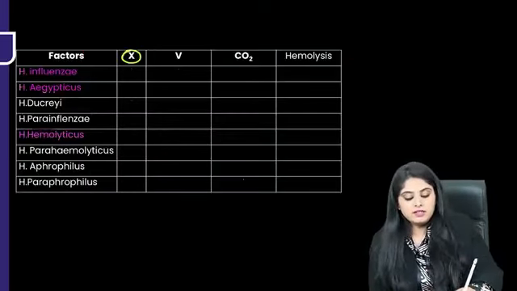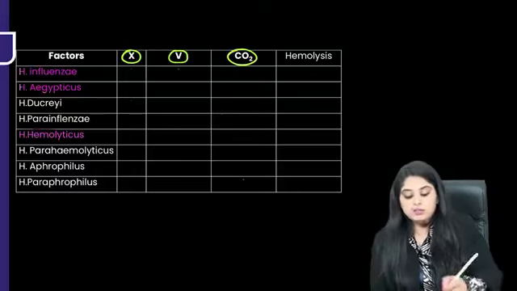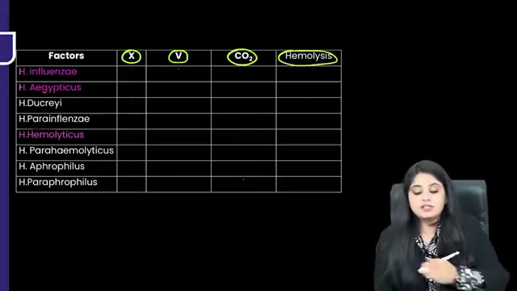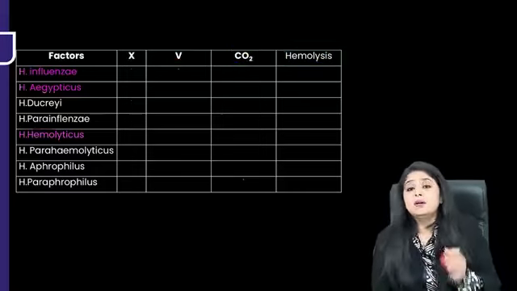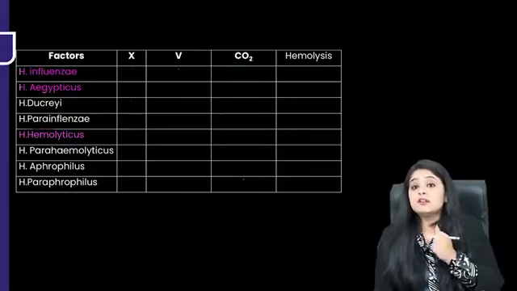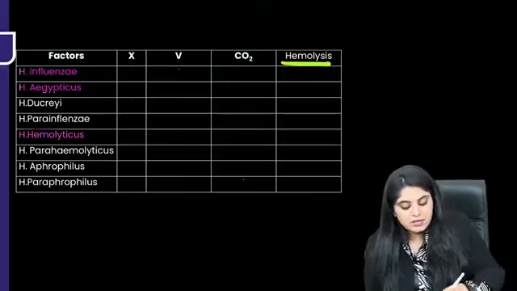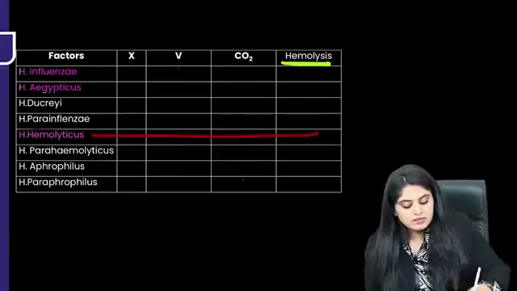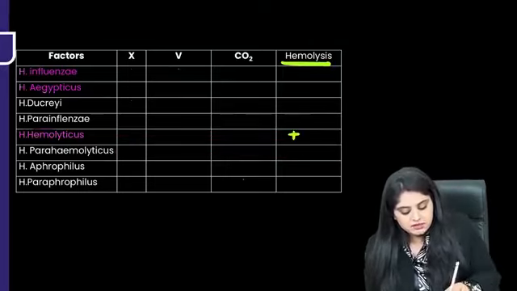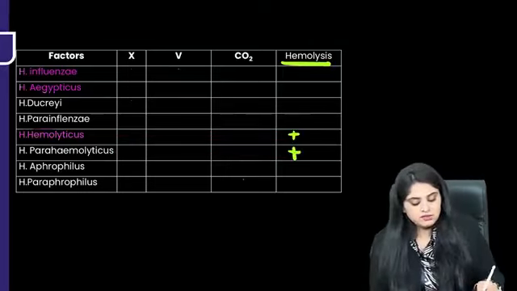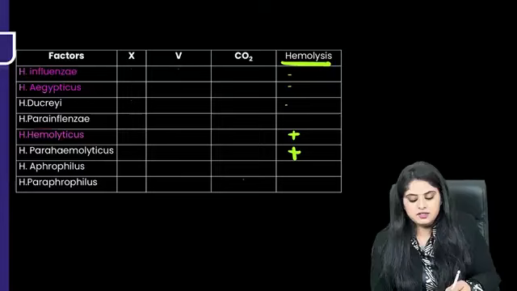So ultimately you realize there are so many Haemophilus organisms. Some of them require factor 10, some require factor 5, some need CO2, some are going to show hemolysis. How will we remember? Quickly and very simply. My favorite table, because I can finish it in 30 seconds. Which are the ones which will show you hemolysis? Ma'am, the ones with hemolysis in their name. Hemolyticus, parahemolyticus, means these are the only two which show you hemolysis. The rest, I'm not writing negative.